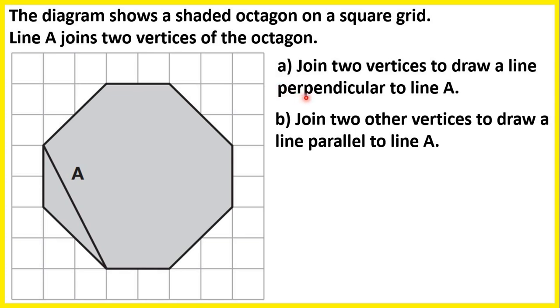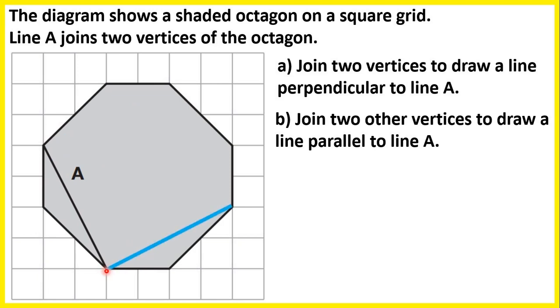So remember, perpendicular lines are lines that cross at right angles, or that would cross at right angles if we extended them. So we can join these two vertices here, and that makes a line perpendicular to line A, because we can see that we've made a right angle here. So a right angle is like the corner of a piece of paper or the corner of this screen.